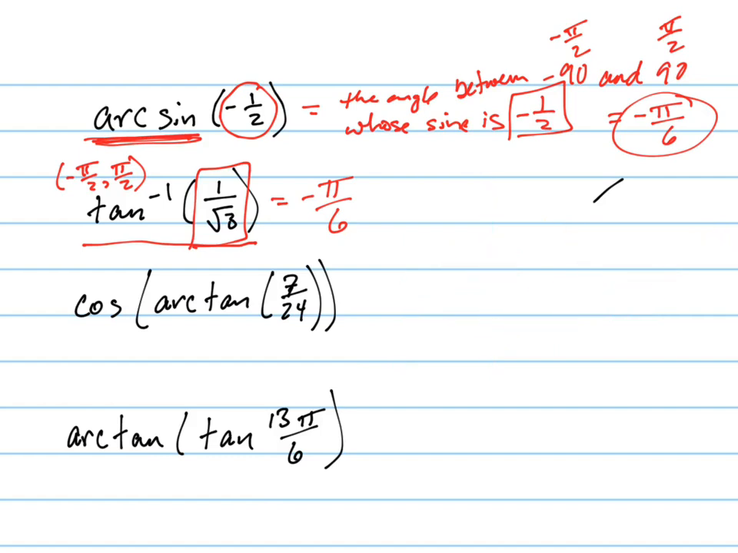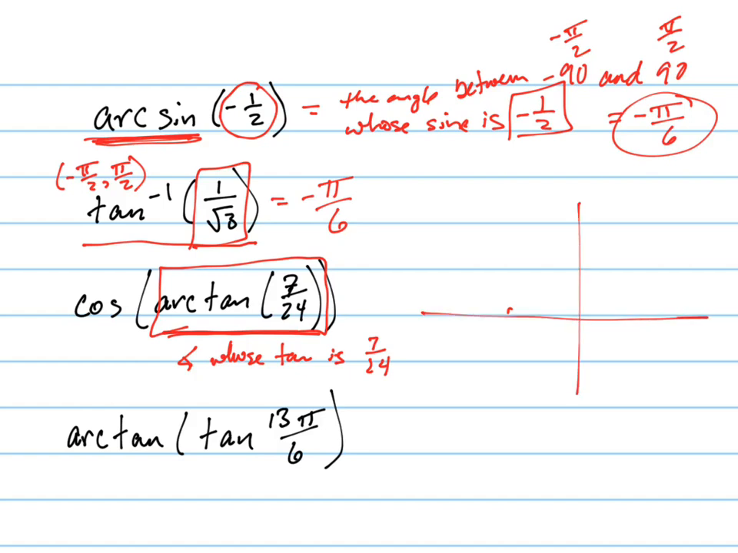Now it gets trickier, because sometimes you get something like this where I'm not using the unit circle. So let's interpret what this is saying. This is the angle whose tangent is 7/24. So arc tan, this is some angle, right? This is the angle whose tangent is 7/24. So we have to draw that picture out.